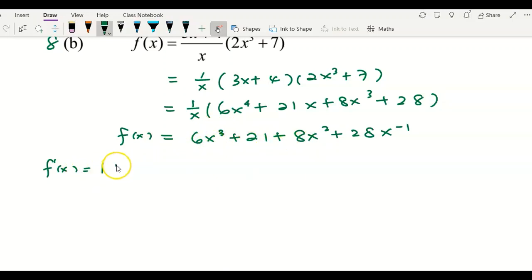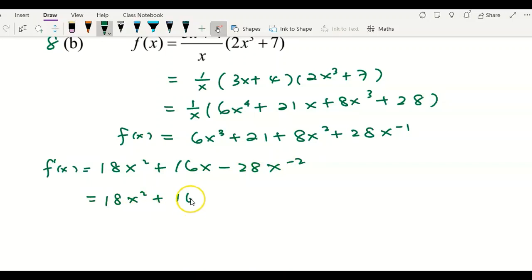Differentiate the first term, you got 18x squared. Differentiate 21, you get 0. And differentiate 8x squared, you get 16x. And differentiate 28x power of negative 1, you got negative 28x power of negative 2. And you can actually rewrite the third term into this form, 28 over x squared. This is 16x. Alright, so this is the answer for the 8b.